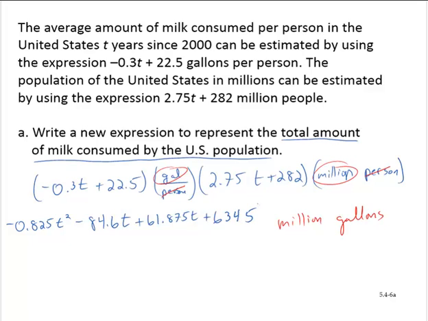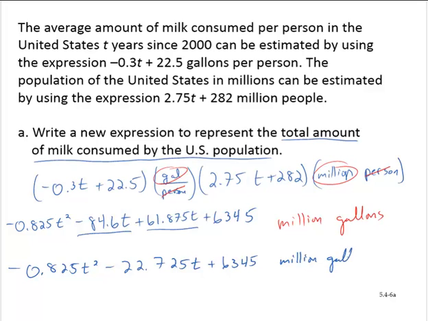I see a couple of like terms here, the negative 84.6 and the positive 61.875, both T. And again, I used my calculator there, so that would then yield negative 0.825 T squared minus 22.725 T plus 6,345 million gallons.